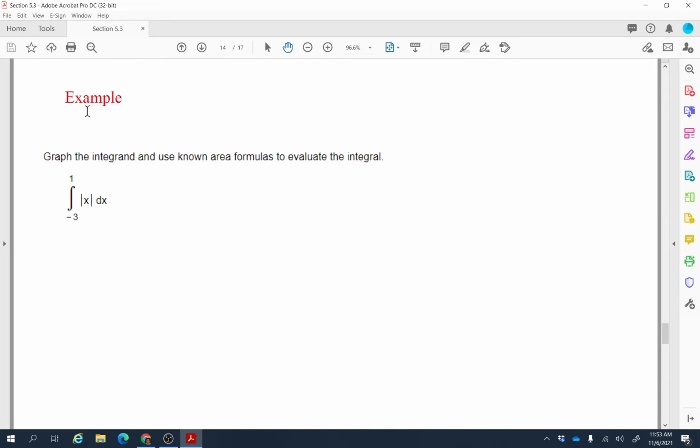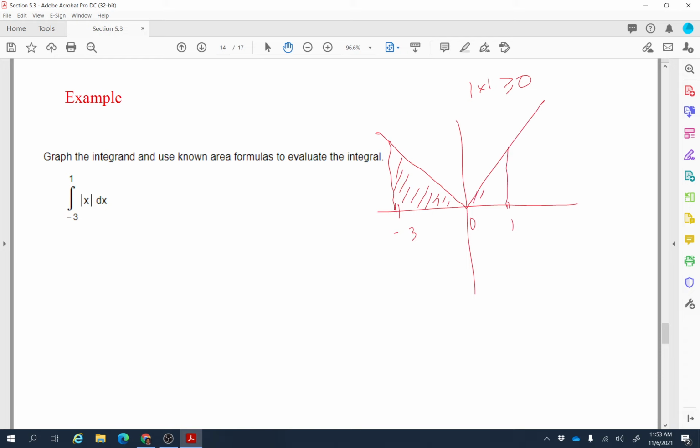Let's go to the next problem. We know that definite integration, if the function is positive, represents the area under the curve. In this case, the curve is the absolute value of x, which is above the x-axis, because the absolute value of x is always non-negative. So we want to find the definite integral from -3 to +1. Basically we would like to find the area under the curve from here to here.